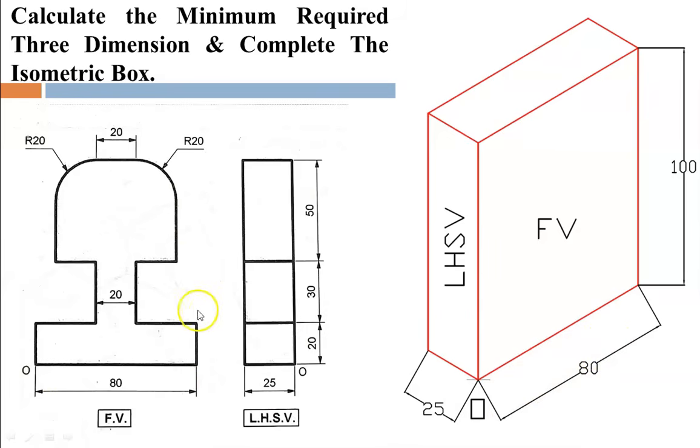We'll go with the vertical dimension. So 20 plus 30 plus 50 becomes 100, so the vertical dimension is 100. And now we require this one, the base of the LHSV, so this is 25. Using these 3 basic dimensions, complete the isometric box.